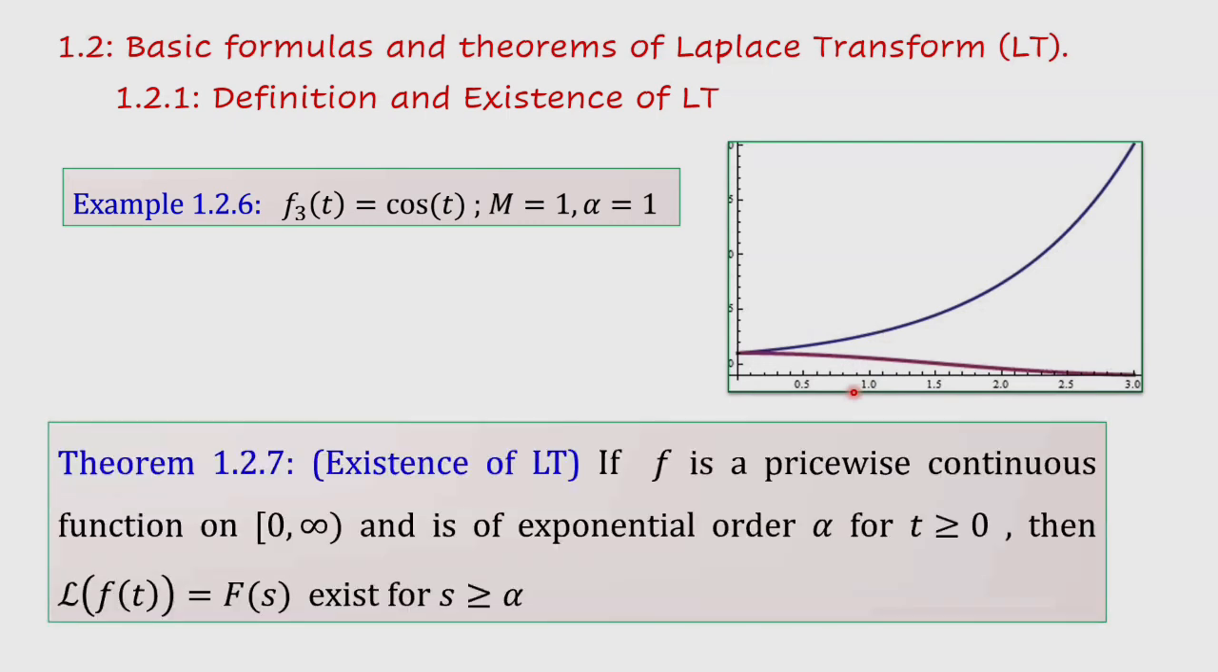So now from this, we have the existence of the Laplace transform. The sufficient condition is that if f is piecewise continuous, so it need not be continuous, it is enough to have piecewise continuity, on 0 to infinity and is of exponential order alpha for t greater than or equal to 0, then L{f(t)} equals F(s) exists for s greater than alpha. So this is the existence theorem for the Laplace transform.